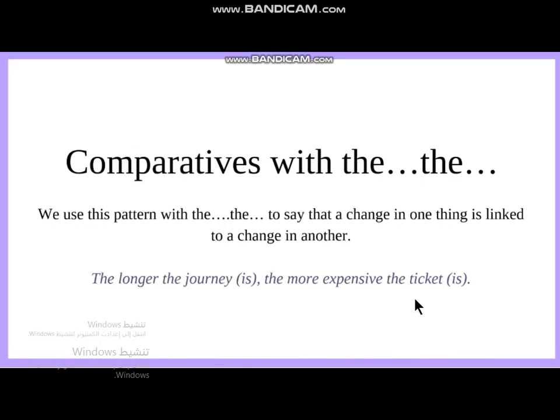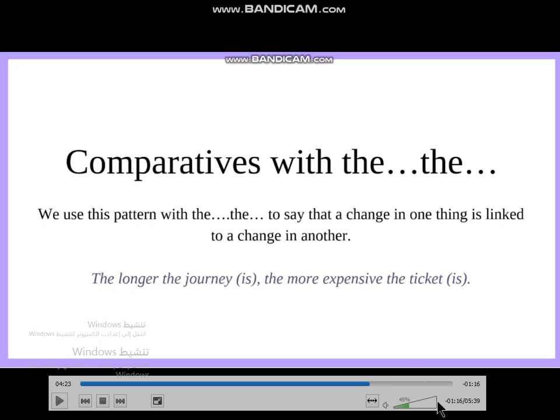Comparative with the and the. We use this pattern with the and the to say that change in one thing is linked to change in another. For example, the longer the journey is, the more expensive the ticket. I'm not talking about this with a superlative, only with a comparative.